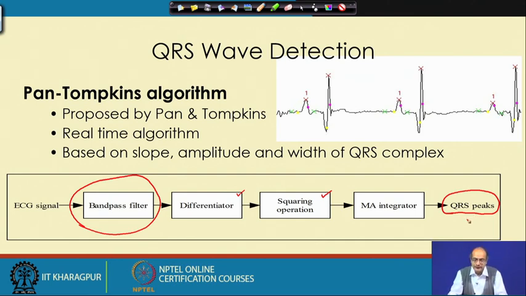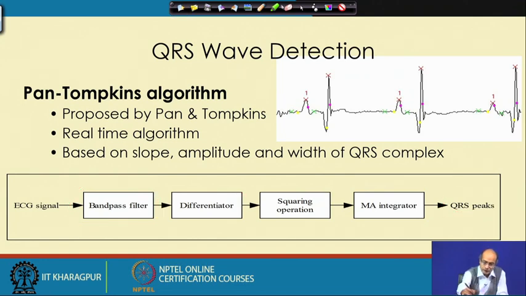If we look at the part from the band pass filter to the MA integrator, it would look like just an extension of the previous techniques. But the real impact, in terms of knowledge as well as sophistication, comes in the QRS peak search. So, let us go through that algorithm step by step.